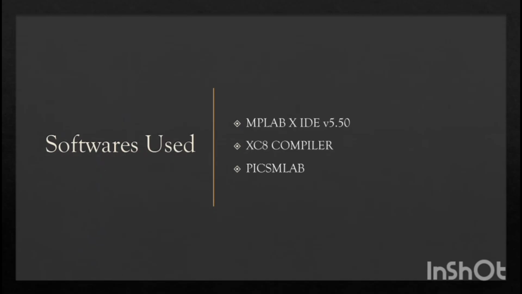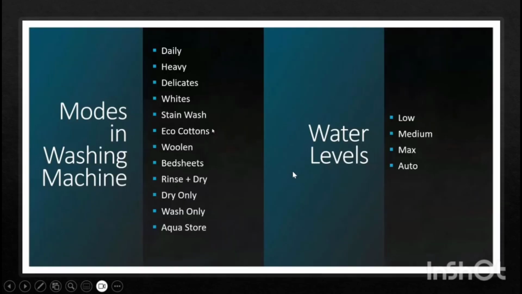Let us know about the software used in this internship: MPLAB X IDE version 5.50, XC8 compiler, and PICSimLab. Let us know about the modes in the washing machine. Here we have different modes. They are daily, heavy, delicates, whites, stains, eco cottons, woolen, bed sheets, rinse plus dry, dry only, wash only, and aqua store. And we have different water levels. They are low, medium, max and auto.